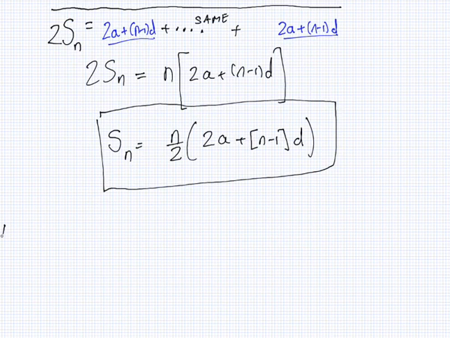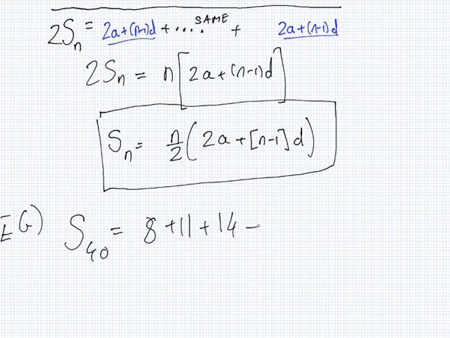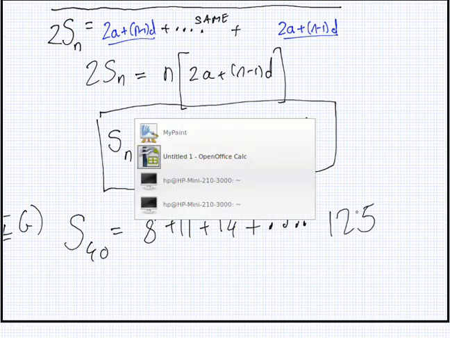So my first example is I have 40 terms. So n is 40. If you did this on your calculator, it would take a long time to do, right? And I tell you that the 40 terms are, I start with 8 plus 11 plus 14, etc., all the way to 125. So just a moment. I'll go back here, don't worry.